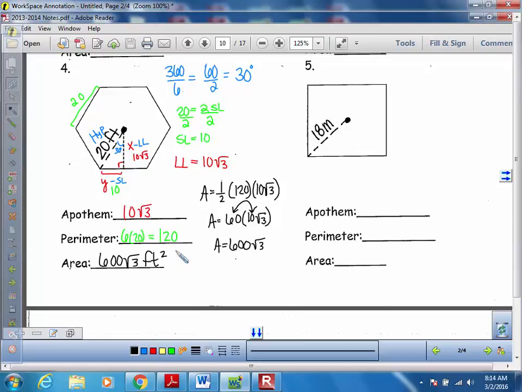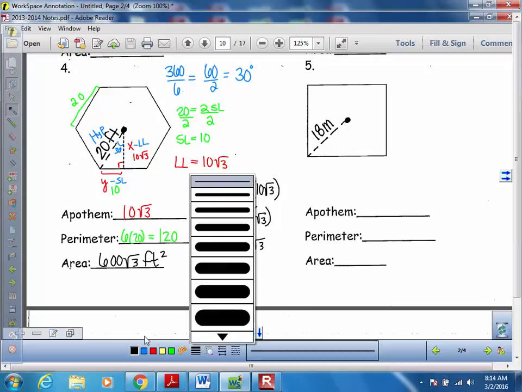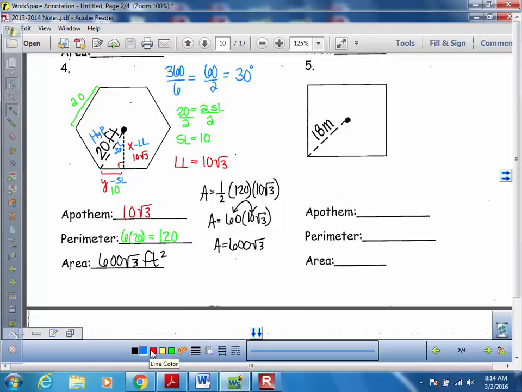Okay, I want to show you 5 because this is also special right triangles, but it is a 45, 45, 90. So I want to make sure you remember exactly how to do that. So here, again, we're given our radius, and we need our apothem and perimeter. So we're going to have to find both our half side and our apothem. I'm going to let my apothem be x, this piece right here be y.